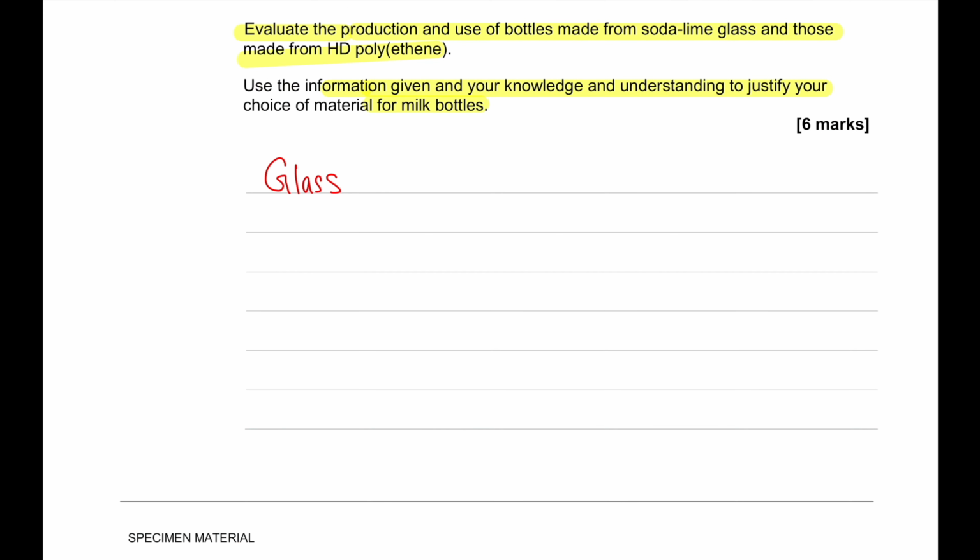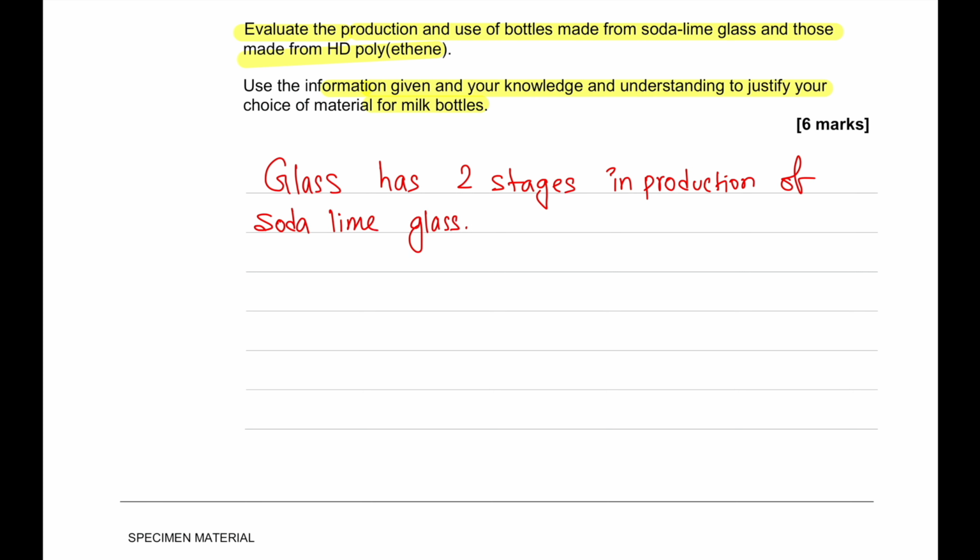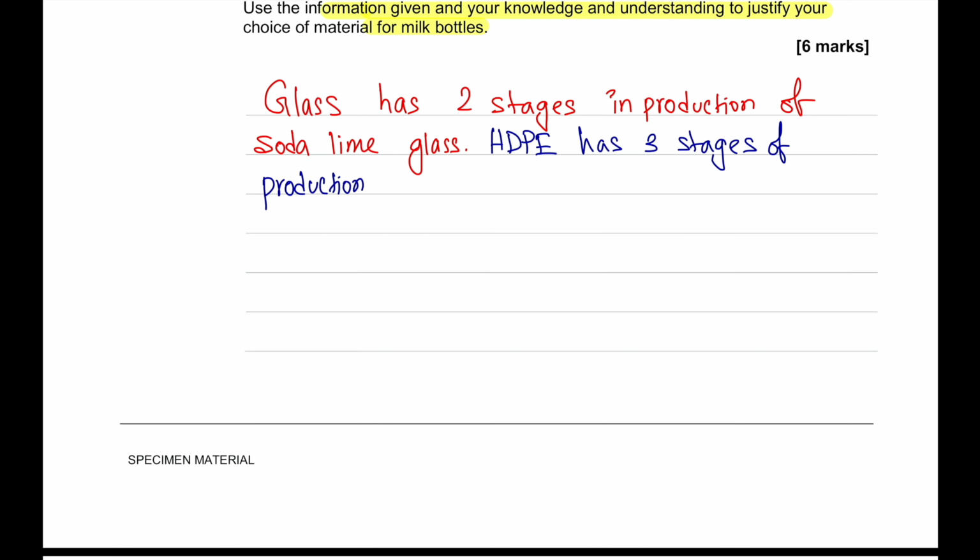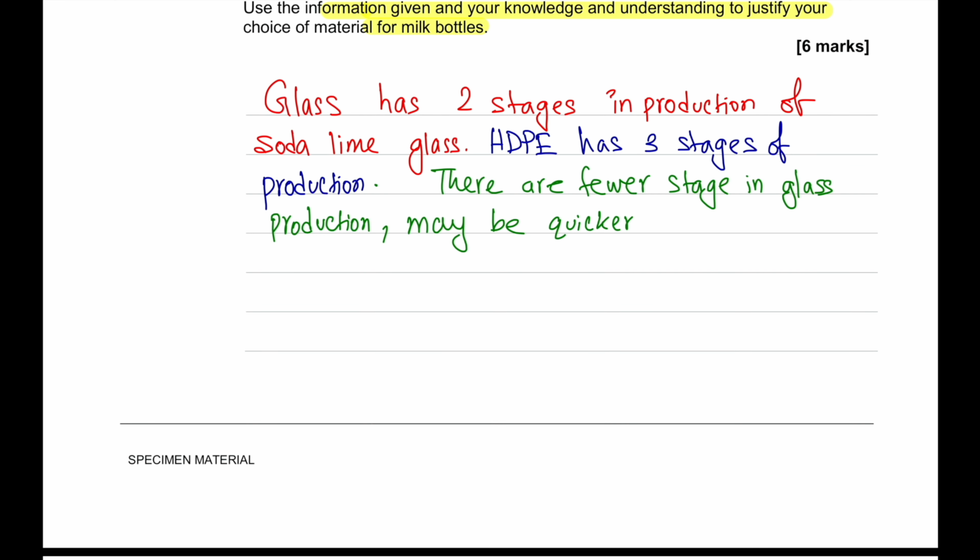So when using glass, glass has 2 stages of production for soda-lime glass. The second stage is heating the sand, limestone, and sodium carbonate. HDPE has 3 stages of production. The second stage is cracking of naphtha to obtain the ethene. And the third stage is polymerization of ethene. Fewer stages in glass production, so maybe quicker. Higher temperature in glass manufacture, therefore it requires a lot more energy compared to that of plastic milk bottles.